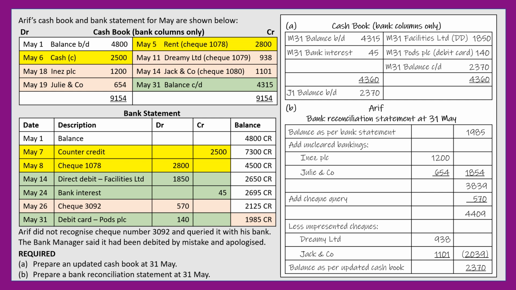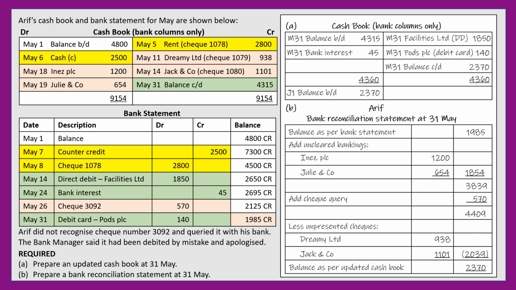And then that gives me a final figure, which I'm calling the balance as per updated cash book, 2370. And you can see it reconciles, and reconcile just means agree effectively, so it agrees with the balance in part A, the updated cash book, the 2370. So we know that the process has worked.